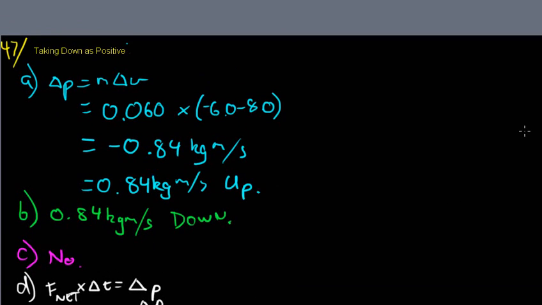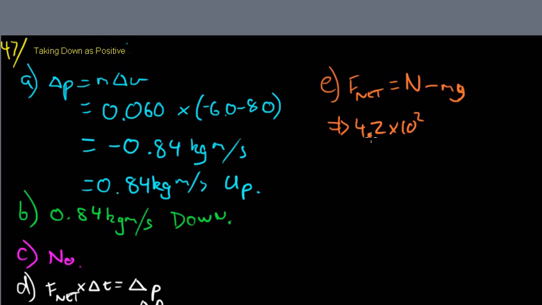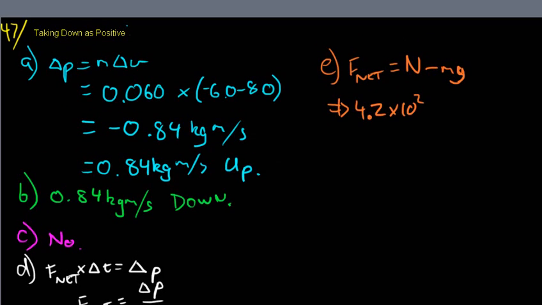Our final question is E, and inside E we know that my net force is equal to N minus mg, which helps me solve. 4.2 times 10 to the 2 from our previous question is equal to N minus 0.06 multiplied by 10, which is equal to N minus 0.6.